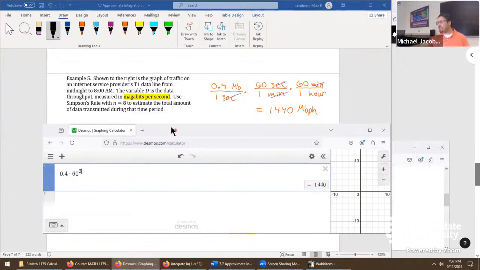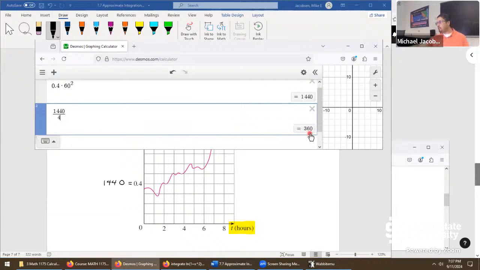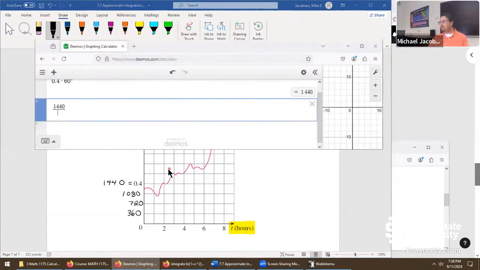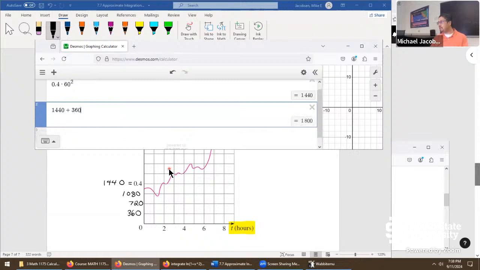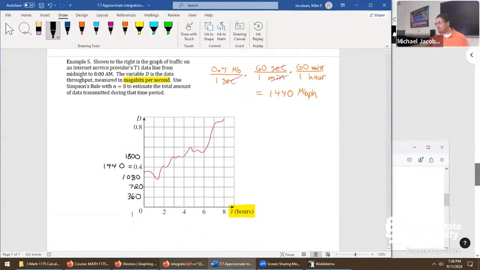And gonna need this calculator again. Let's divide this by 4. 360 is the actual length right here for the first tick mark. So that's 360. So that means that would be 720. 1080. Oh, didn't quite think that through. 1080 going that way. And a little bit more to calculate. 1440 plus 360 gives us 1800 megabits per hour now.